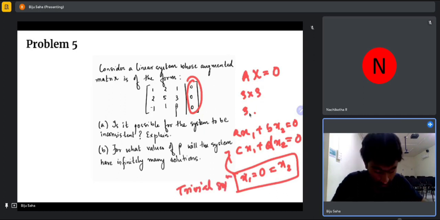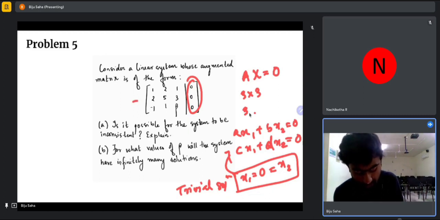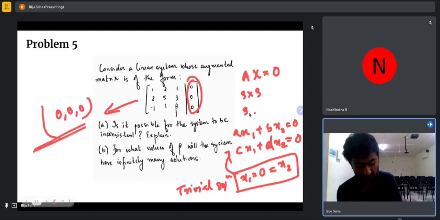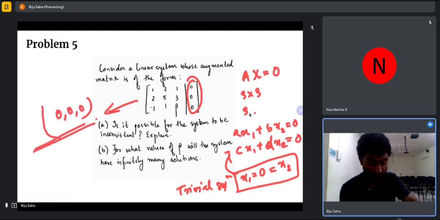It's a trivial solution. Since this solution always exists, it is not possible for this system to be inconsistent, because for this system of equations, since it's a 3 cross 3 matrix, 0, 0, 0 is always a solution of this equation. So it is not possible for the system to be inconsistent.